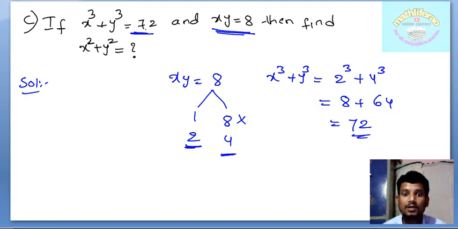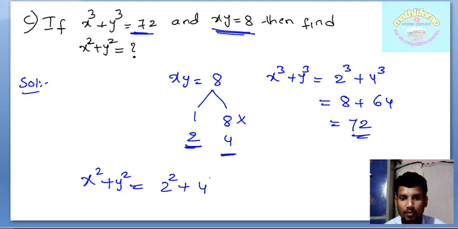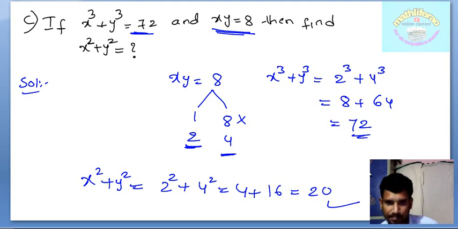Satisfy these two equations. So x square plus y square value, x value 2, 2 square plus y square value 4, 4 square. So 4 plus 16 equal to 20. This is your answer.